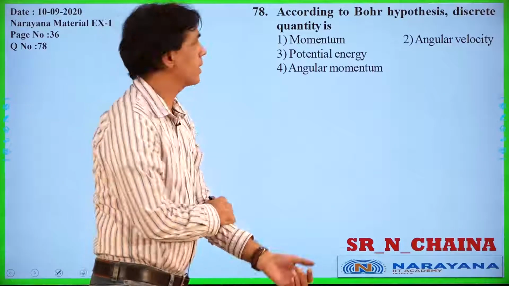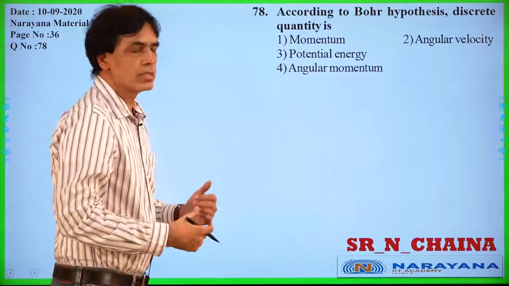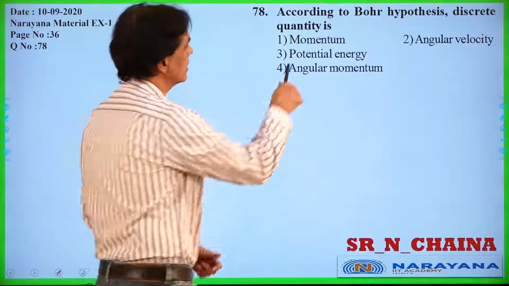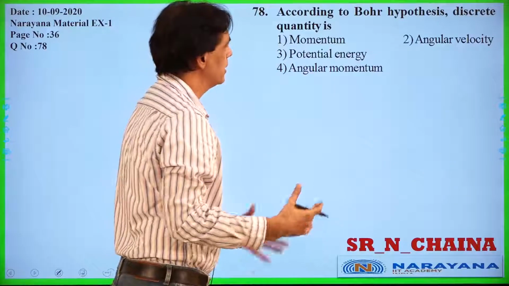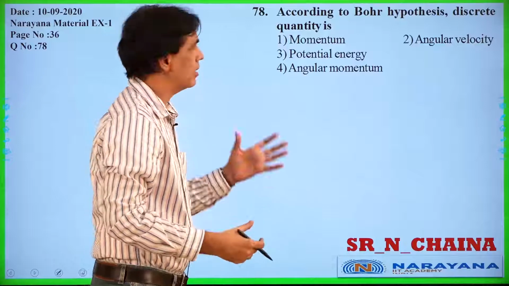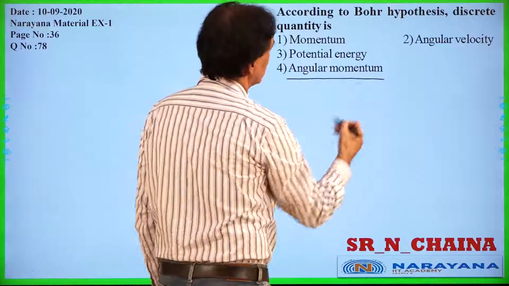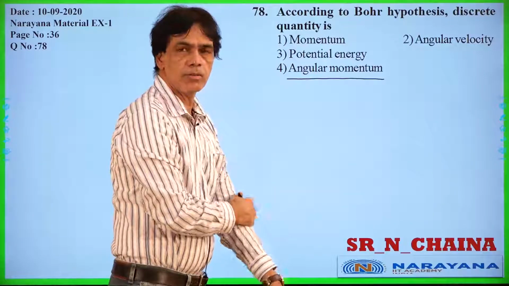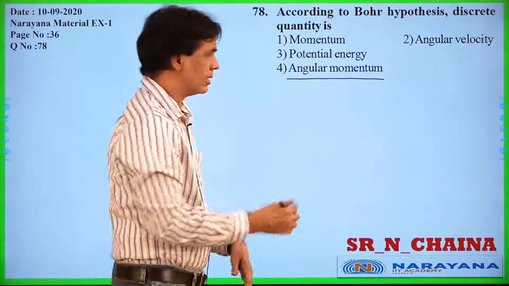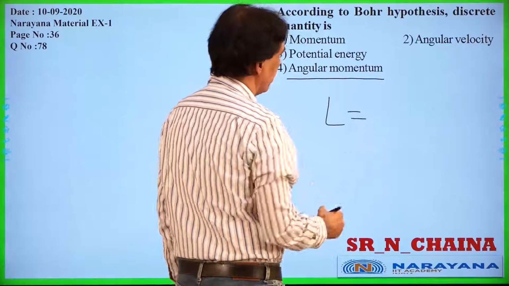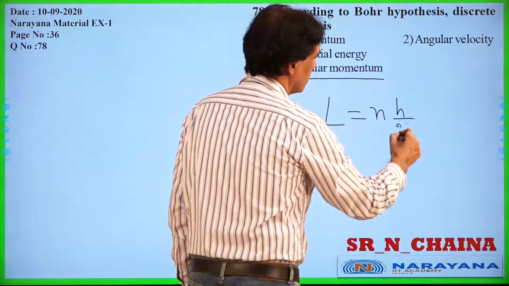This is the next question. According to Bohr's hypothesis, what is the discrete quantity? Linear momentum is not discrete, angular velocity is not discrete, potential energy cannot be discrete. Why? They are all continuous parameters. But if you consider angular momentum, this is the only discrete one. The electron revolving around the nucleus cannot have continuous angular momentum. It is discrete. That means the angular momentum of the electron is quantized. It can have only integral multiples of h by 2 pi.